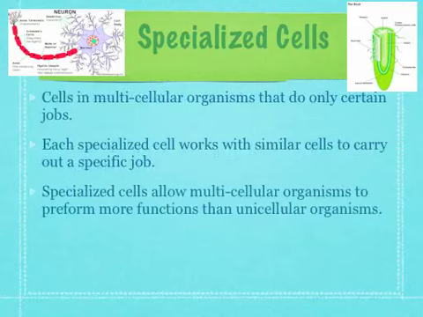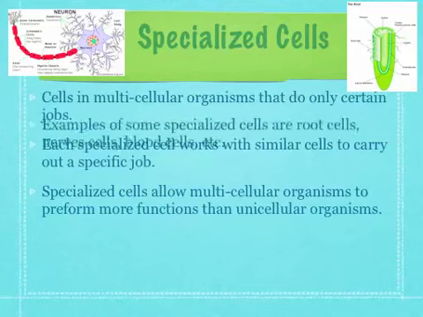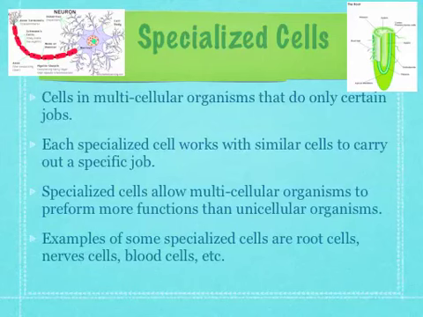Specialized cells also allow multicellular organisms to do many more things than a unicellular organism can do. So that's one of the reasons we can somewhat multitask. Some examples of specialized cells, and these are just a few examples. In plants, it could be a root cell. In animals, it could be things like nerve cells and blood cells.